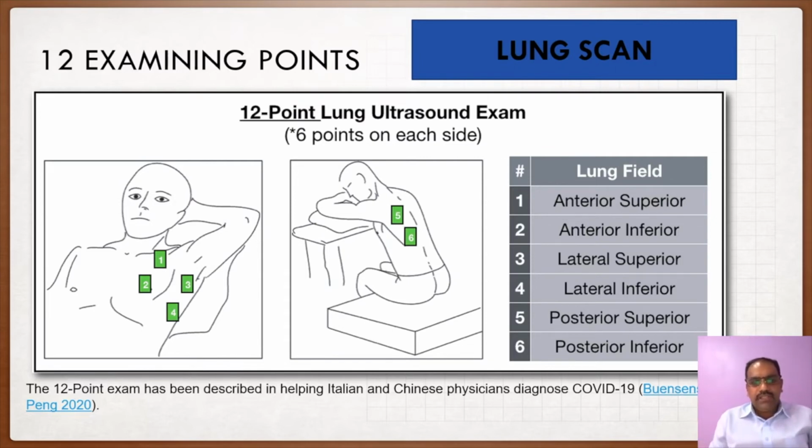So this picture was actually taken from a scan in COVID patients, which is very useful. We do a 6-point scan on the right and the left, so total will be 12-point scans, especially in COVID patients. So we can use similar points when we scan for dengue patients. And the patient can be either seated up or lie down in supine position.